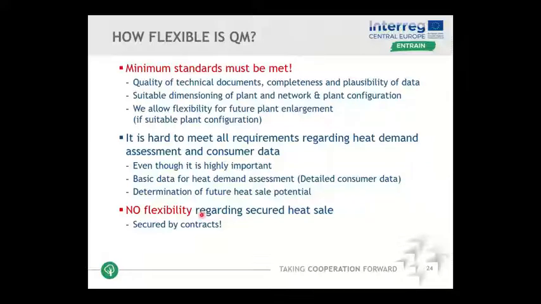If you can prove that you have a better technical solution than QM has, you're very welcome. So QM is open to develop, to include new concepts, but the very important thing is we do not like experiments. So we do not want to make the same mistakes again and again. This is why there is flexibility, but you have to prove it. And at some points we are very strict and say there is no flexibility at all regarding the heat sale. Christian mentioned it. This has a very strong impact to the whole process, for the dimensioning, for the economy of the project. So there is not much flexibility here. You have to secure your heat sale before you start the project.